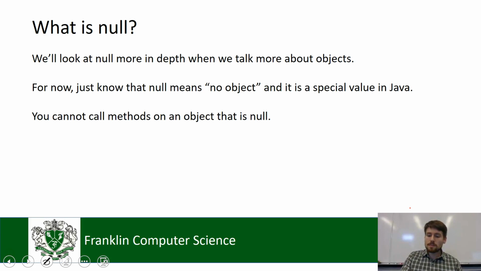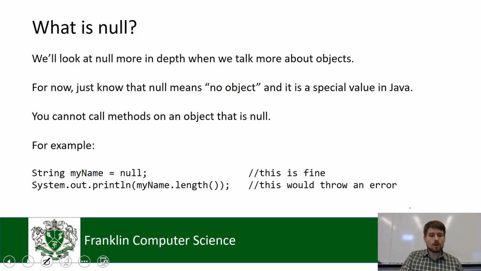The one thing you need to be mindful of when you've got things that are null is that you can't call methods on those. Anytime you try to call a method on a null object, you get an error. Okay? So here's an example of what I mean. Suppose we declared a string myName and assign it the value of null. So now this is fine.